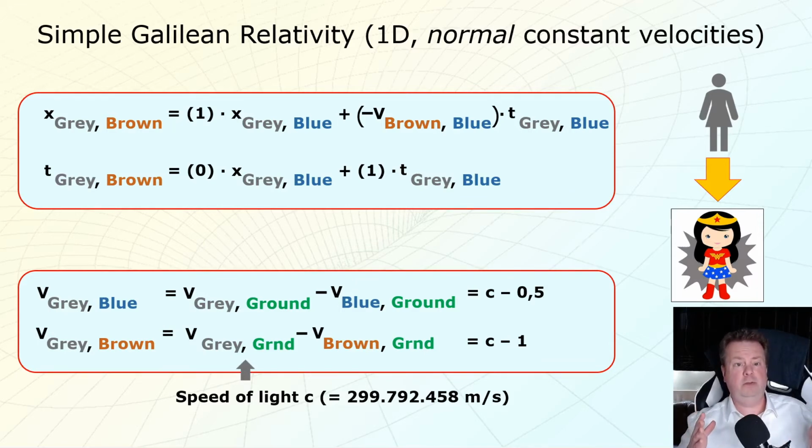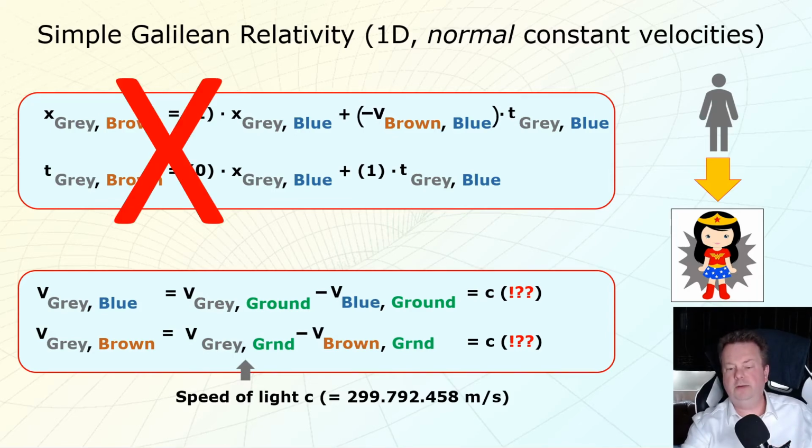All experiments that we've done so far tell us this is not the case. In both cases, the grey woman is moving away from the observers at the same speed of light. This makes totally no sense. This is completely irrational. And so no matter how fast blue and brown are running, even if they are running at 99% of the speed of light, Superwoman is still moving away from them at the speed of light. So we need a fix.